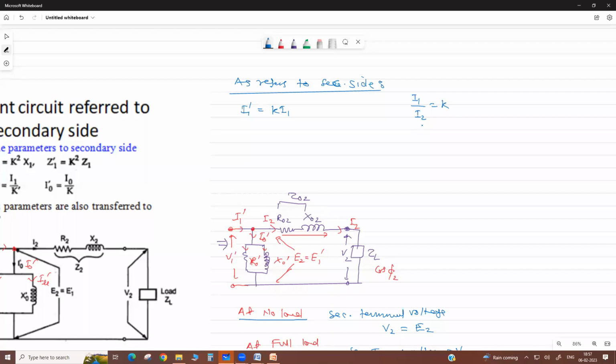Sorry, I2 means this is I1. Here we neglect I0. Generally I1 equals I0 plus I2 dash. So if we neglect this, then I2 will be, as referred to primary side, and this side I2 dash. Yes, we write I1 dash equals K I2. Now parameters are changed. It is just opposite to as referred to primary side.